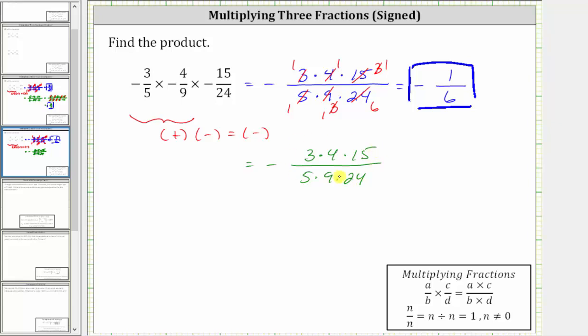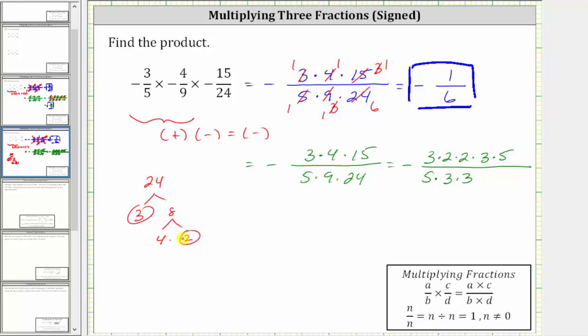And now let's determine the prime factorization of each of these factors. 3 is prime. Prime factorization of 4 is 2 times 2. Prime factorization of 15 is 3 times 5. In the denominator, 5 is prime. Prime factorization of 9 is 3 times 3. And for 24, let's make a prime factor tree. 24 is equal to 3 times 8. 3 is prime. 8 is equal to 4 times 2. 2 is prime. And 4 is equal to 2 times 2. So we have 3 factors of 2 and a factor of 3 for the prime factorization of 24.